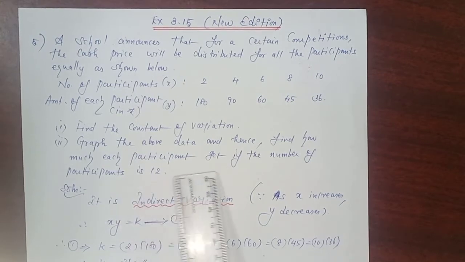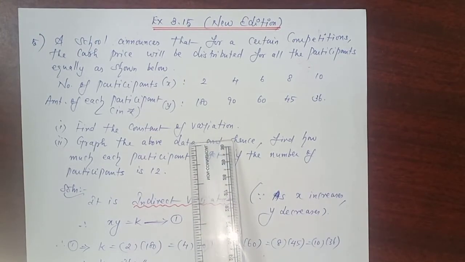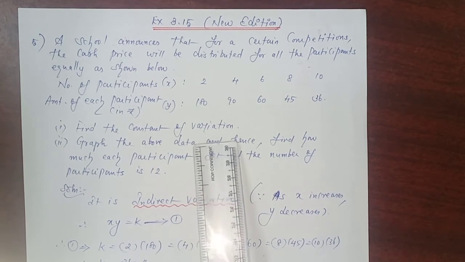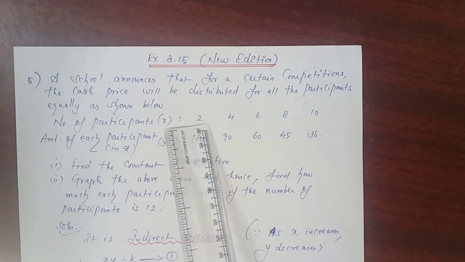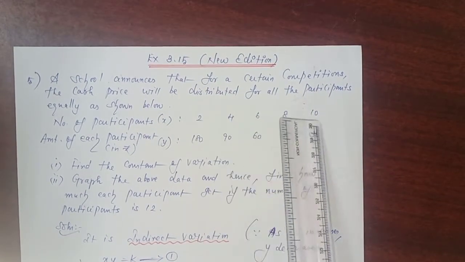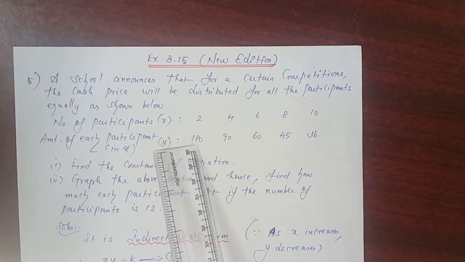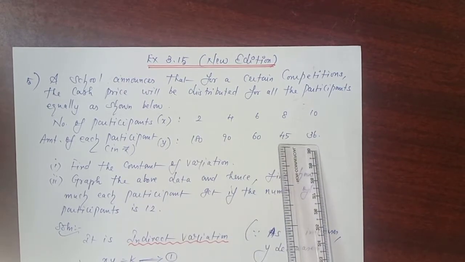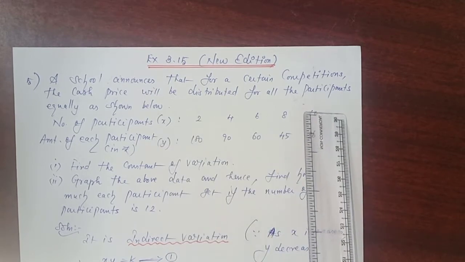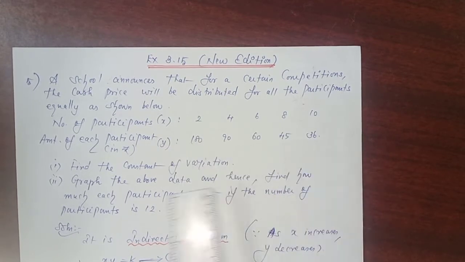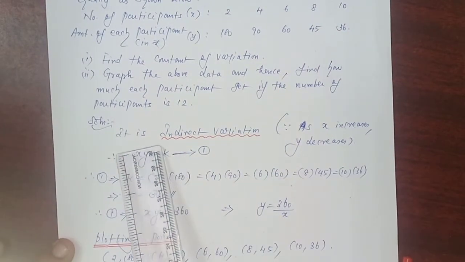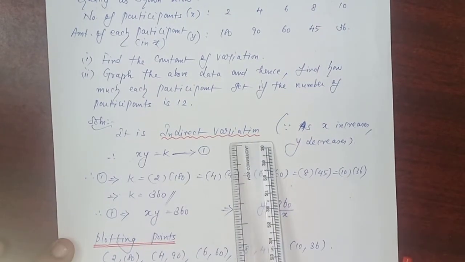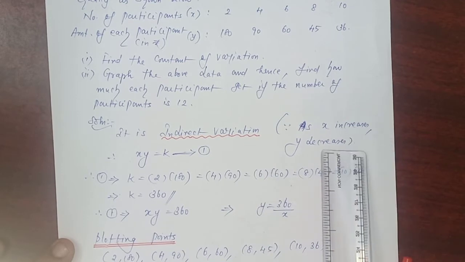We have to verify whether it is direct variation or indirect variation. How to verify? Look at the values of X, it is increasing: 2, 4, 6, 8, 10. But look at the values of Y, it is decreasing, starting with 180 and ending with 36. Since X increases, Y decreases, we can say that it is an indirect variation. Reason: X increases, Y decreases.